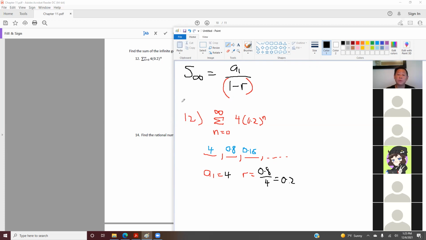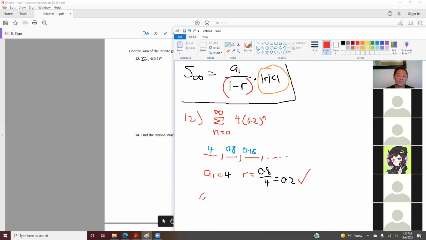Now, in order for you to find the sum of the infinite series, the absolute value of R should be less than 1. You have to fulfill this special condition first before you plug it in. So my question to you is, do you fulfill this condition for number 12? Is your R less than 1? Yes, because R in this case is 0.2, and 0.2 is less than 1.